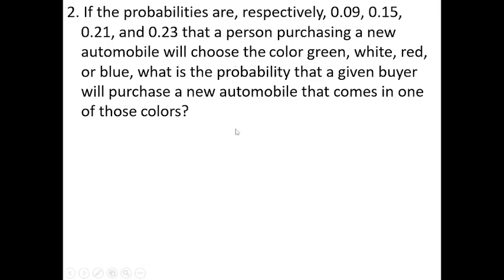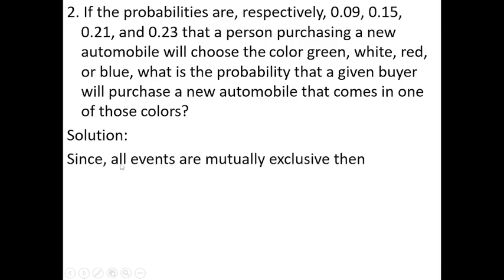So, in this case, the solution, since all events are mutually exclusive, then, paano natin malalaman na mutually exclusive? Kasi sabi dito, if the probabilities are respectively 0.09, 0.15, 0.21, 0.23, that a person purchasing a new automobile will choose the color green. So, meron ka ditong color green. So, merong event ngayon na yung automobile ay color green. No? Ano yung probability ngayon na yung automobile na yon ay color green?